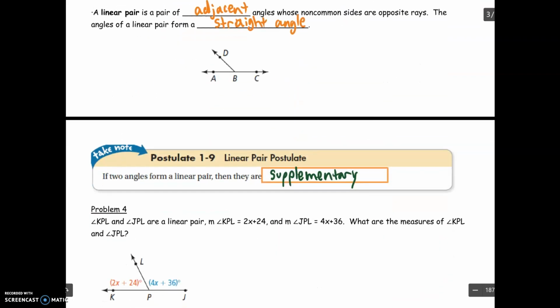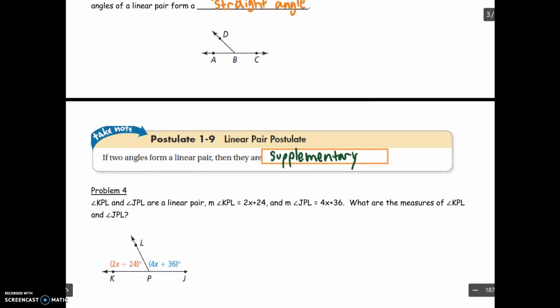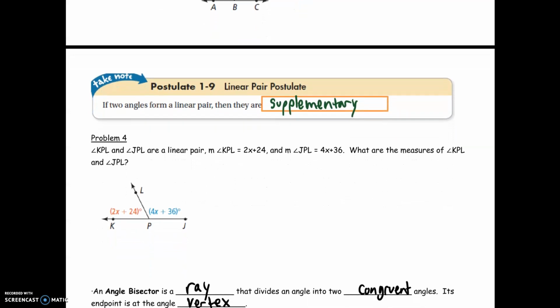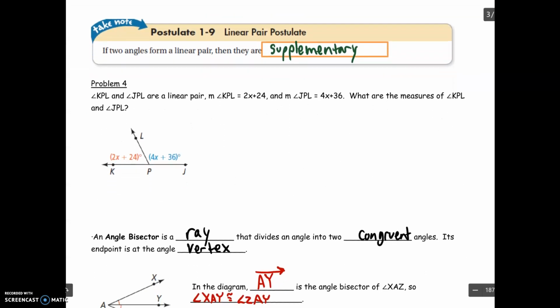So we have our rule: if two angles form a linear pair, then we know that they are supplementary, because they just add up to form that straight angle. A straight angle is 180, and angles that are supplementary also add up to 180. So that's how we know that they're going to add up to form that straight line. And I can use that fact to solve questions with some algebraic expressions.